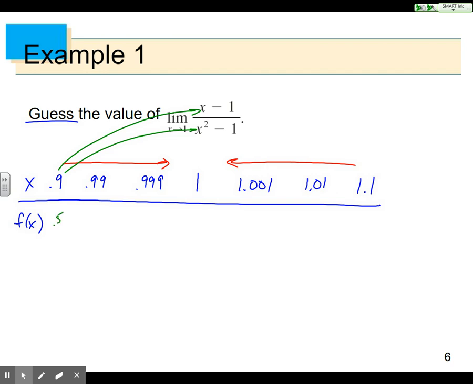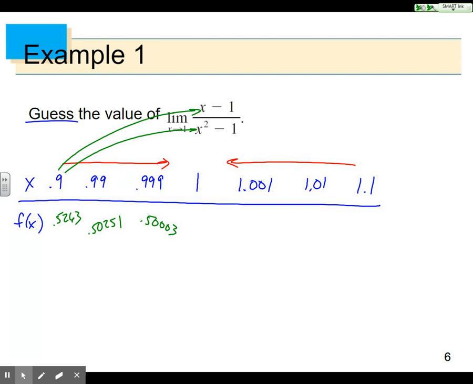I got 0.5263. That number by itself doesn't really get me anywhere as far as seeing what value I'm getting close to. So I added a 9 to it. I got 0.50251. Okay, I'm pretty sure this thing is getting closer to 0.5. I can be more sure about it if I plug in one more 9 into this. I get 0.5003. I'm feeling much better about getting close to 0.5.